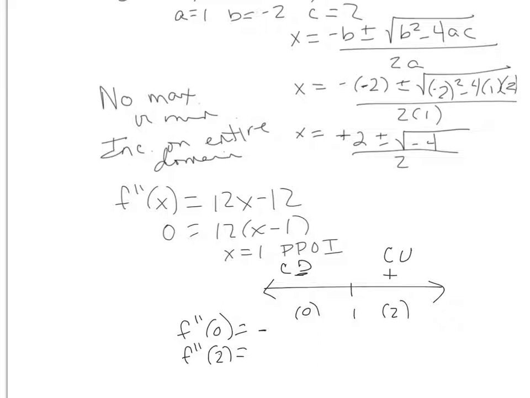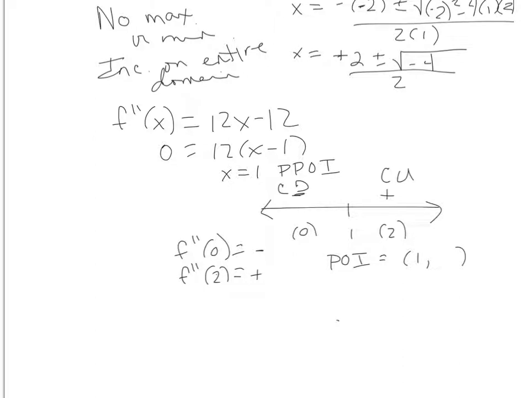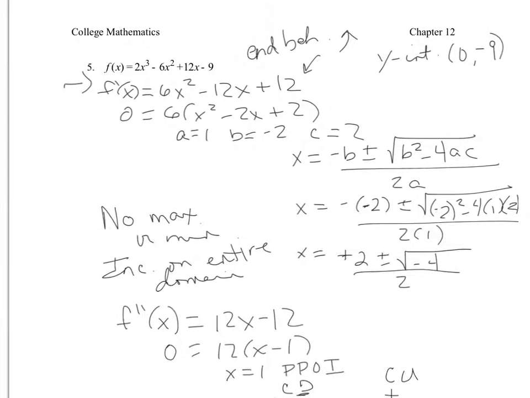Okay, and that means that I have a point of inflection at 1 comma something. How do I find the y value of that point? Plug in 1 to the original. So that means I've got to find f of 1, and my original function was all the way up here, 2x cubed minus 6x squared plus 12x minus 9. Let's plug in 1 and see what you get. Anybody got it? -1. -1. Double check and make sure that's what you're getting.